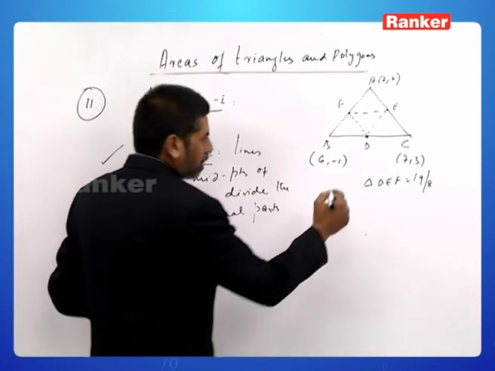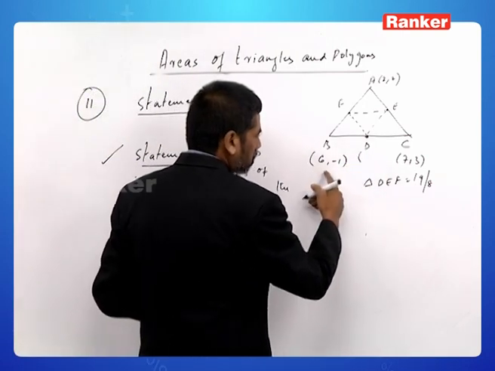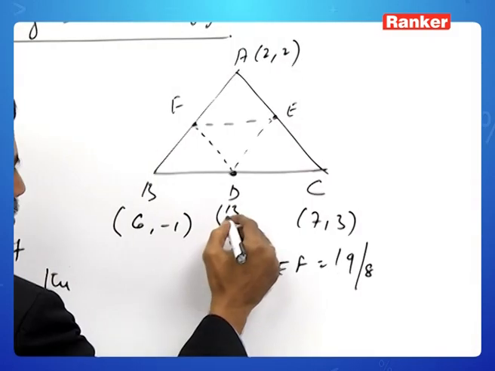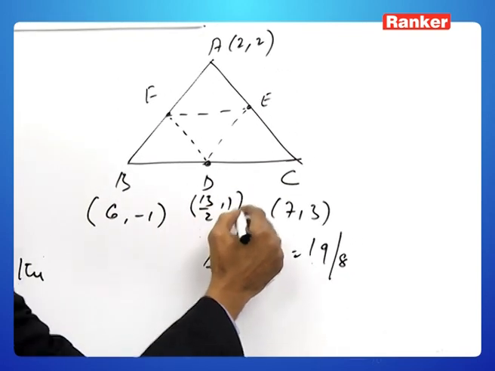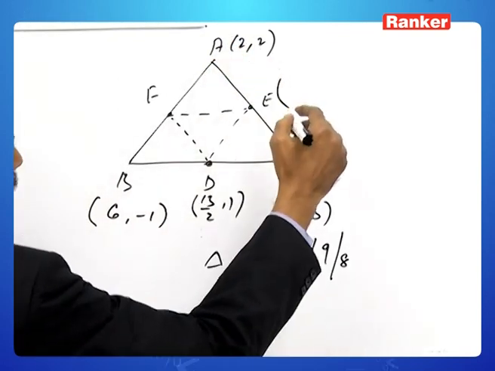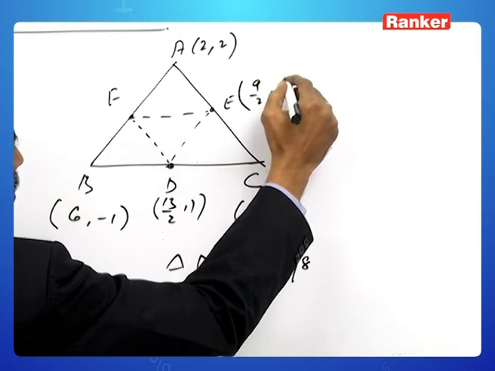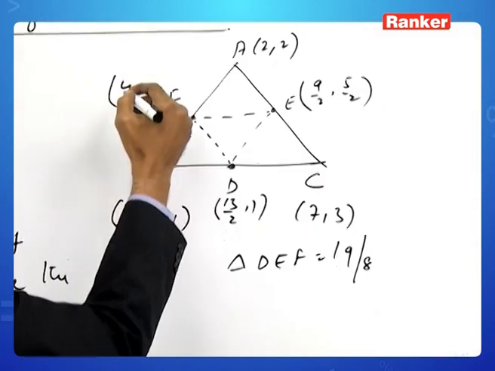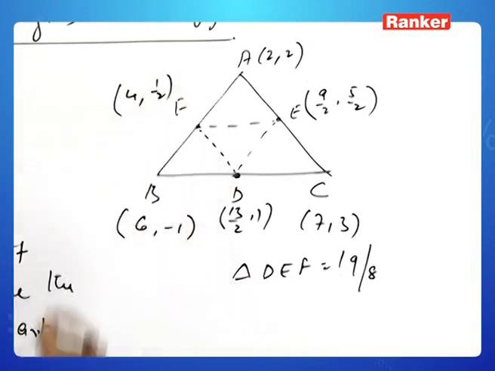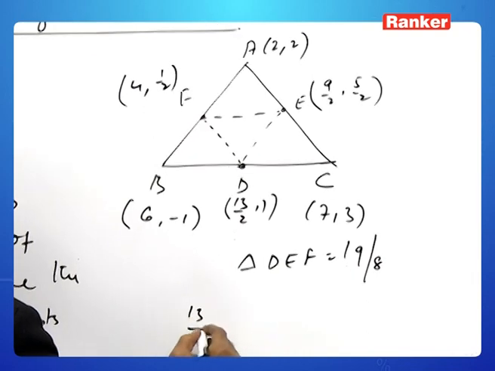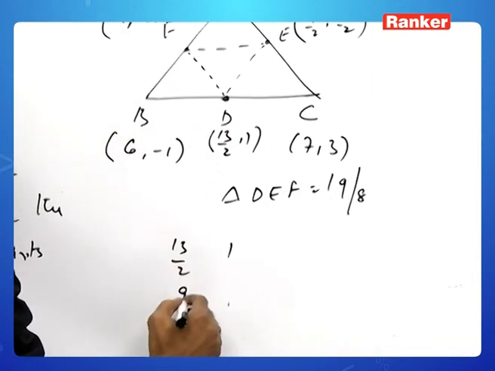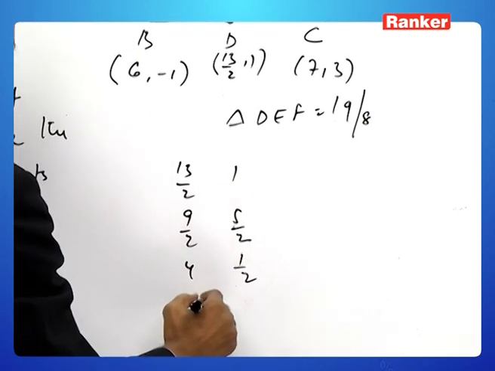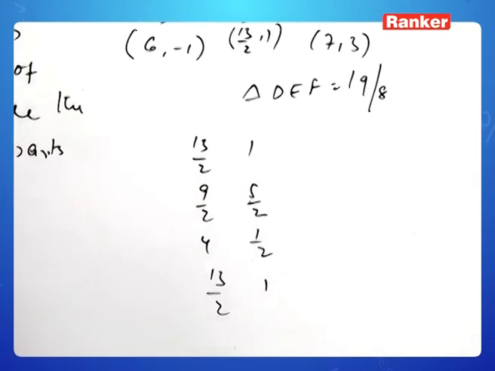or not. Let's compute the coordinates of D, which is the midpoint of B and C. So 13 by 2, comma 1. E will be 9 by 2, 5 by 2, and F will be 4, half. So we have 13 by 2, 1, which is D, 9 by 2, 5 by 2, 4, 1 by 2, and 13 by 2, 1.